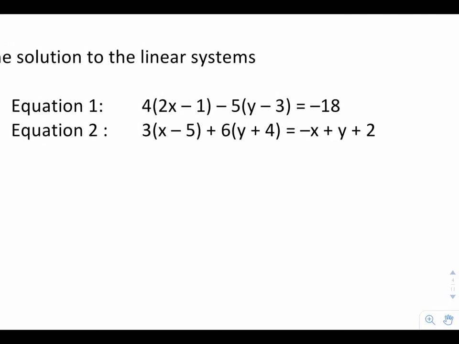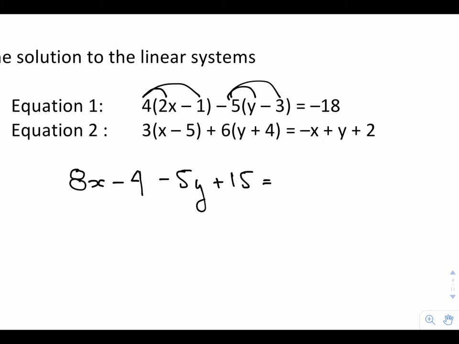Okay, so the first one, I have two sets of brackets. What I'm going to do is apply my distributive property into each set. So I'm going to multiply the 4 inside here and here, the negative 5 over here and over here. So equation 1 becomes 8x minus 4 negative 5y plus 15 equals negative 18.